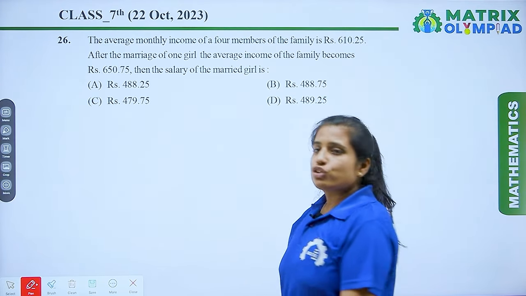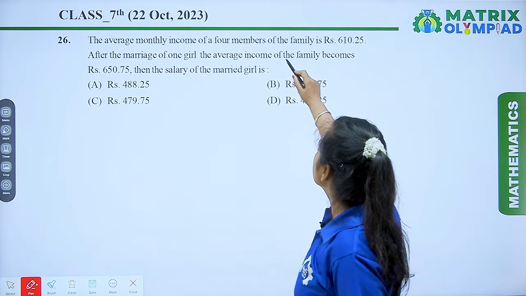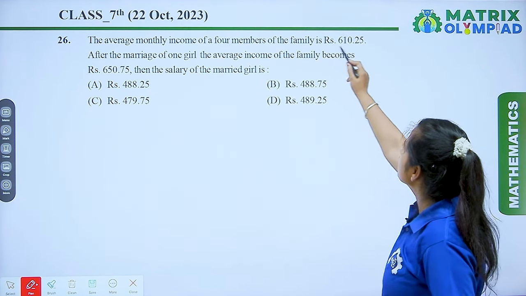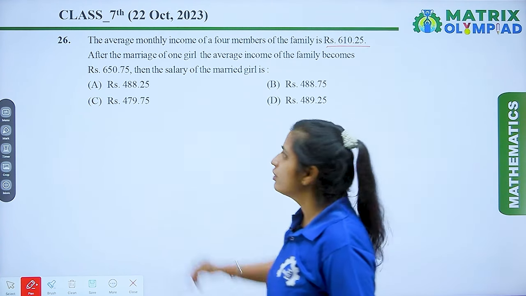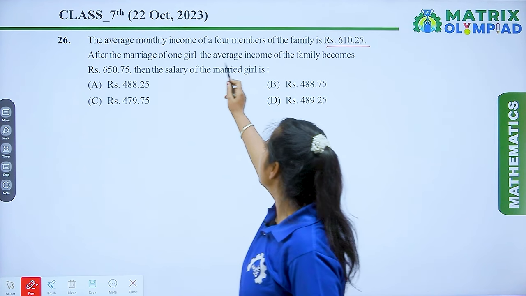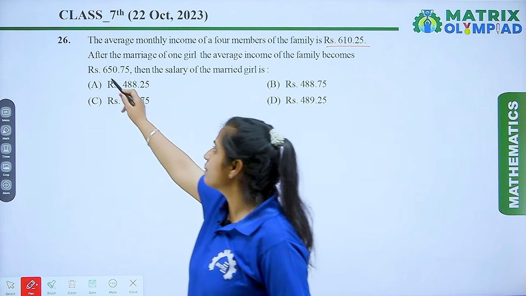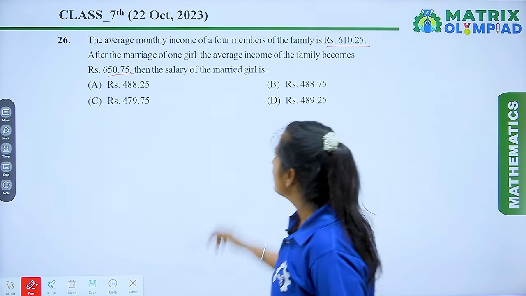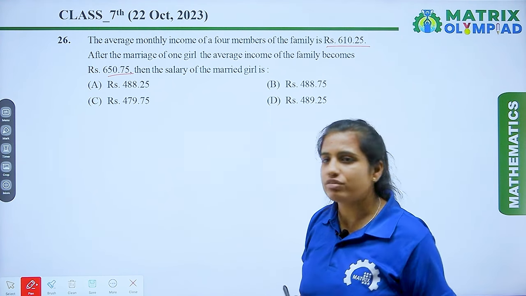Now, the next question is question number 26. The average monthly income of 4 members of the family is rupees 610.25. After marriage of one girl, the average income of the family becomes rupees 650.75. Then the salary of the married girl is, we have to find out the salary of the married girl.